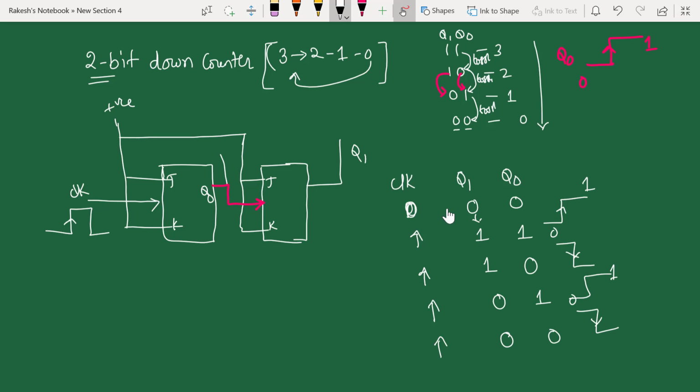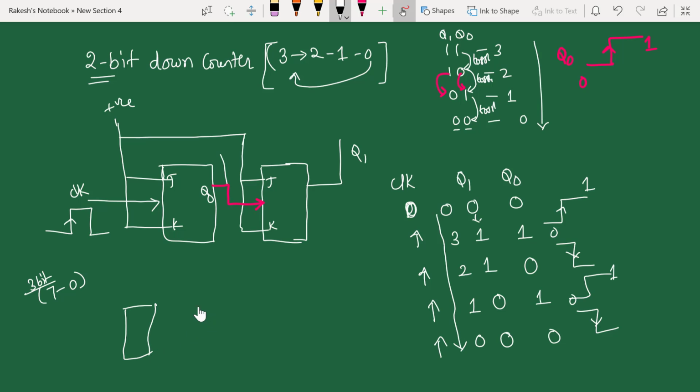If you observe here, this will be 0, 3, then 2, then 1 and 0. So this is how it is going to count in the downwards fashion. Suppose you want to increase the count sequence to 0 to 7, what you do is add one more JK flip-flop. Now you take the clock from your Q1 to the next flip-flop. Suppose you want to make a 3-bit counter which counts from 7 to 0, downwards. So you are going to do the same circuit.